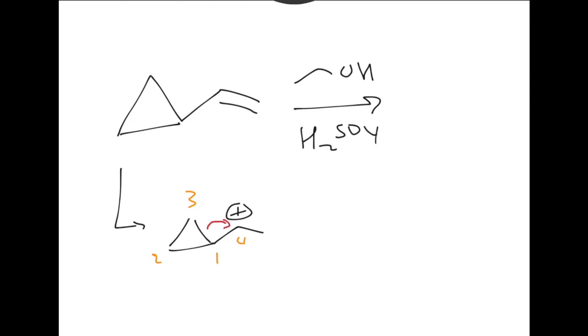Does that make sense? So you can't move the bond between carbons 2 and 3. It's too far away. It has to be the bond right beside the carbocation that moves.